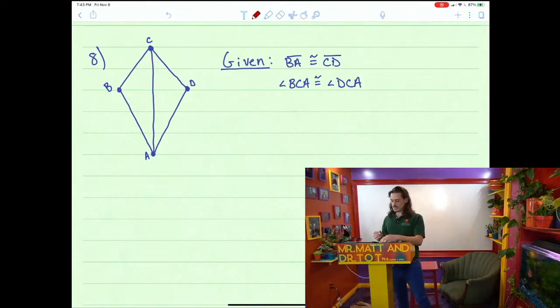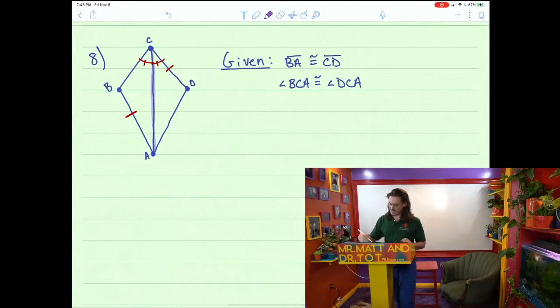Okay, so looking at number 8, we know that side length BA is congruent to side length CD, and angle BCA, which is right here, is congruent to angle DCA, which is right here, and they also share side length CA, so I'm going to highlight that. So CA has to be equal to CA.